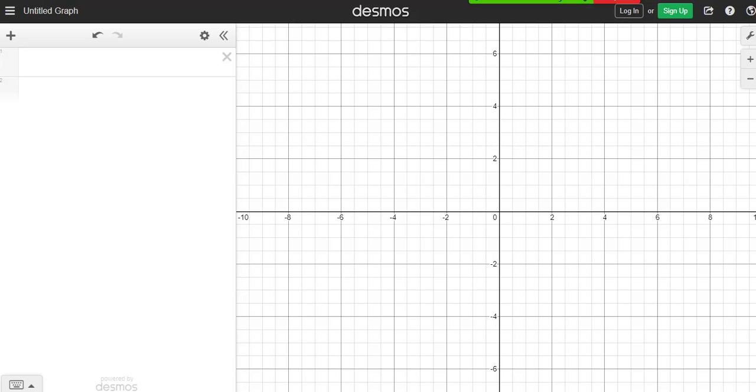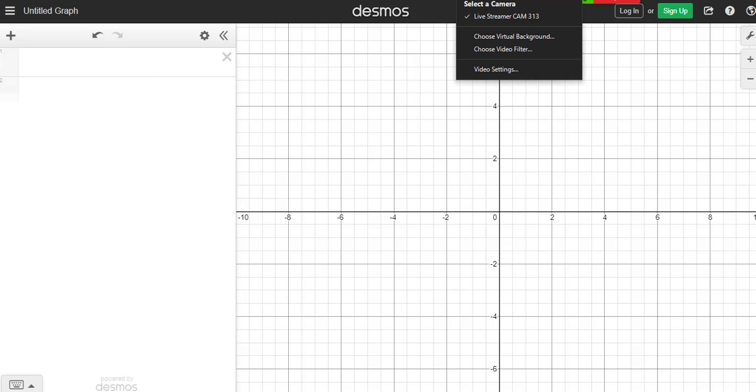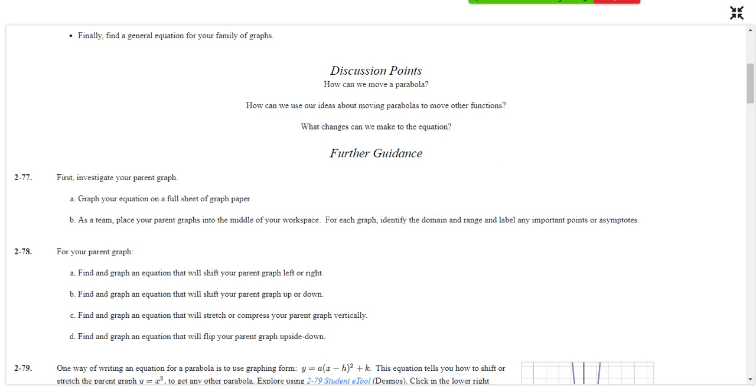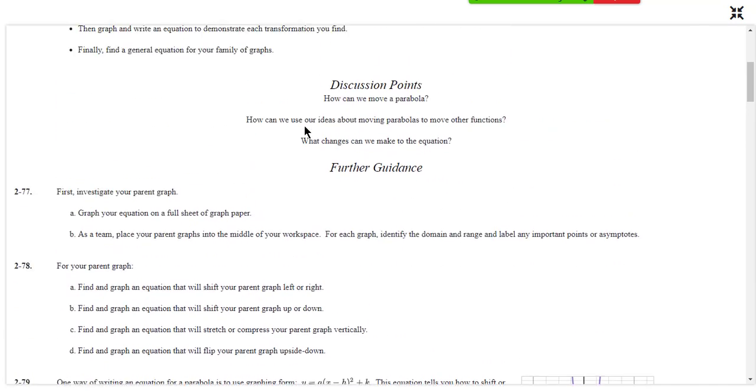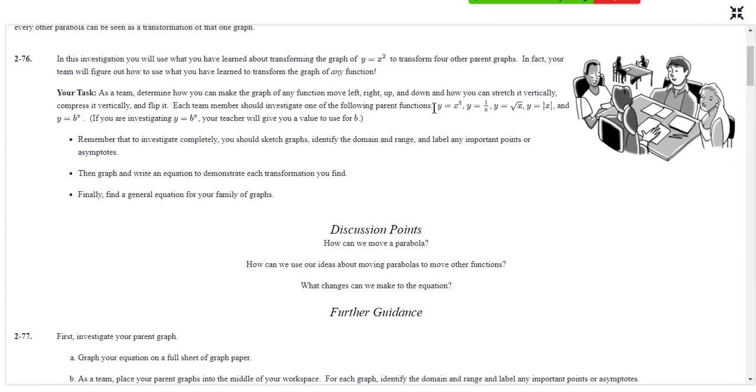So let's play around with some Desmos, right? They give us the equations they want us to look at: y equals x to the third, y equals 1 over x, y equals the square root of x, y equals the absolute value of x, and then y equals b to the x, which is exponential. And we're just going to put in there where our b is 2.